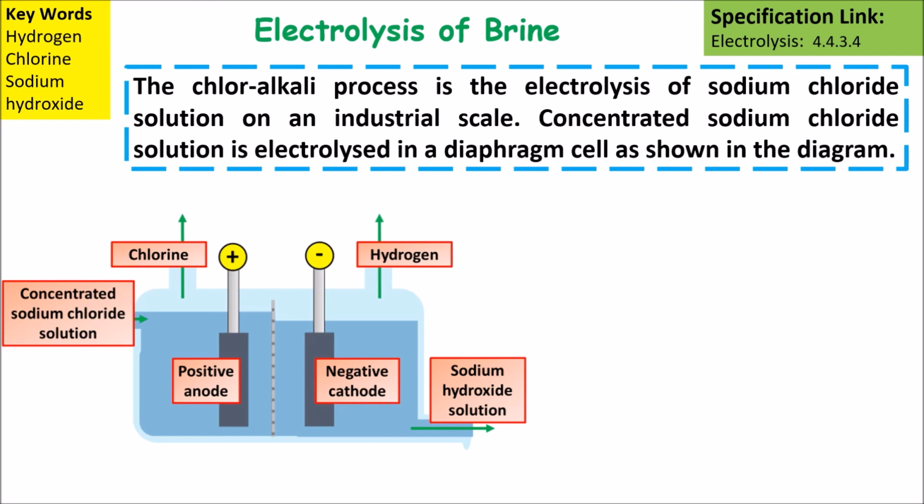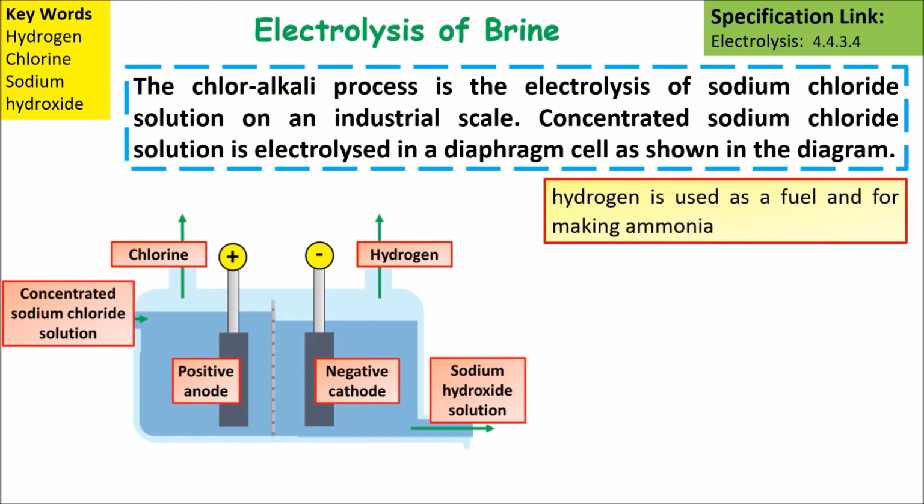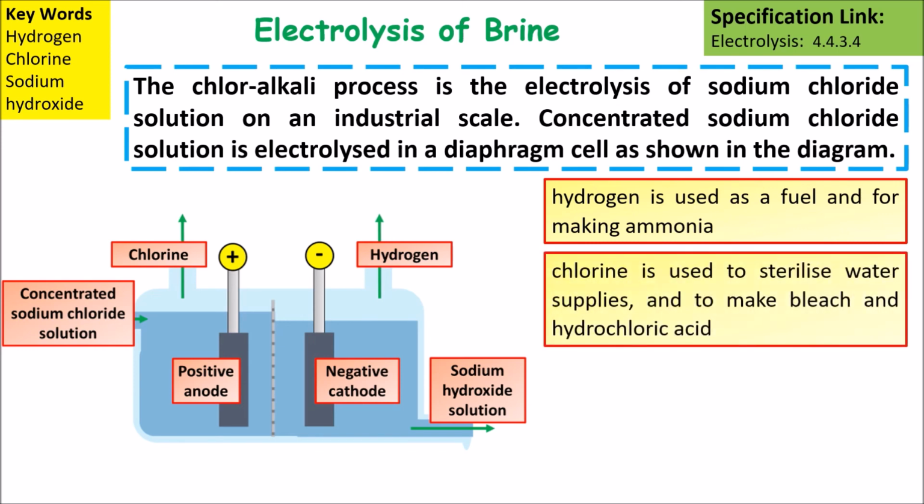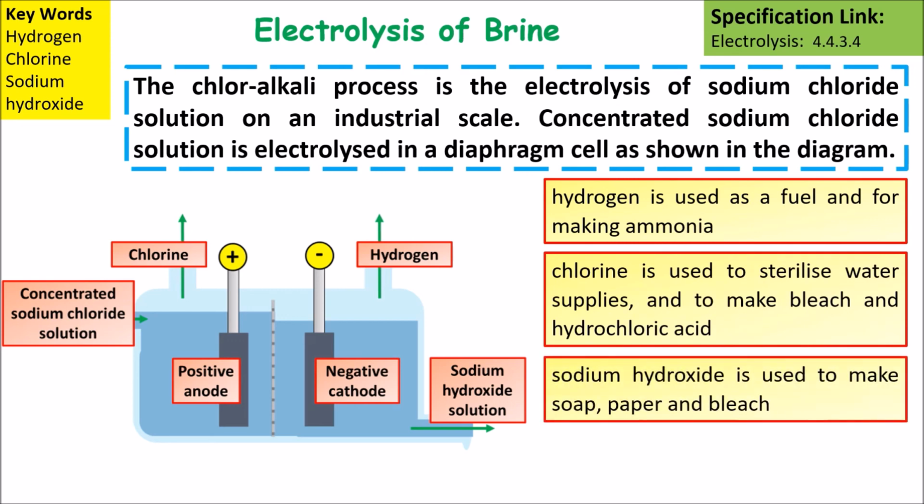This process can be used to make a range of different chemicals. So hydrogen can be made, which is useful for making ammonia and can be used as fuel. Chlorine is made, which can be used to sterilize water and is used in making bleach. Sodium hydroxide is used to make soap, paper and bleach as well.